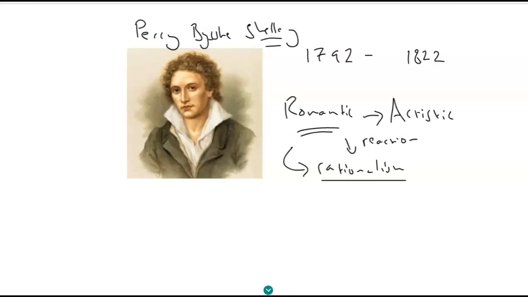Romanticism is a kind of artistic rebellion against rationalism. And you think, well, why would you want to rebel against rationalism? Surely this is like a really good thing, right? It gives birth to science. It brings in the modern world.